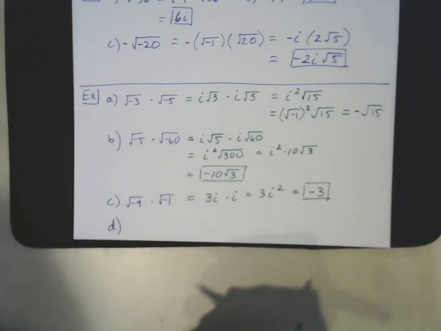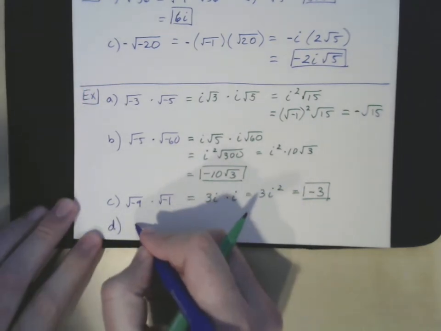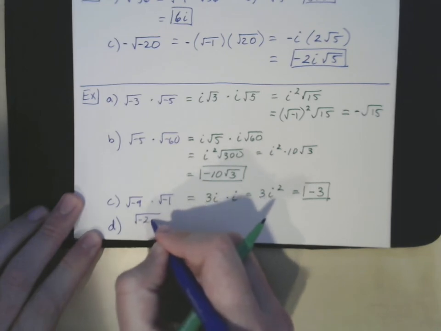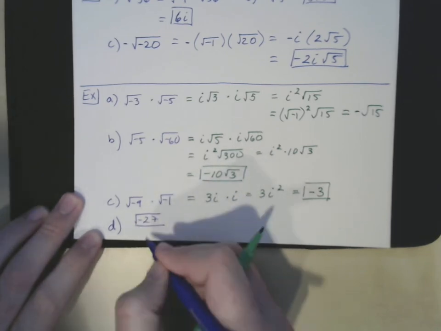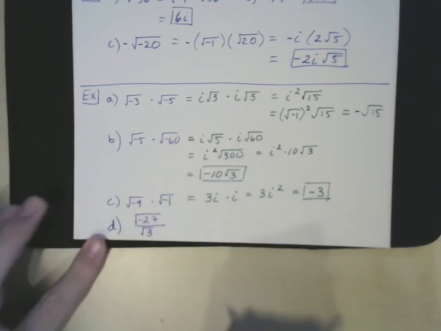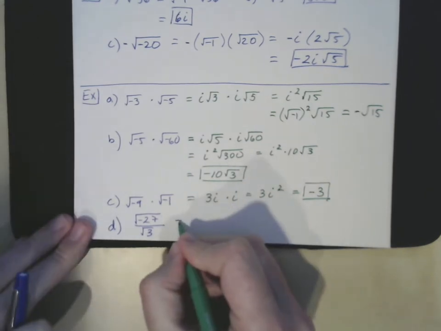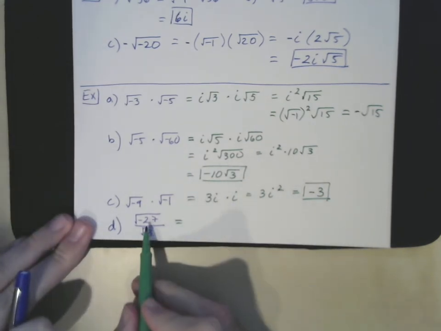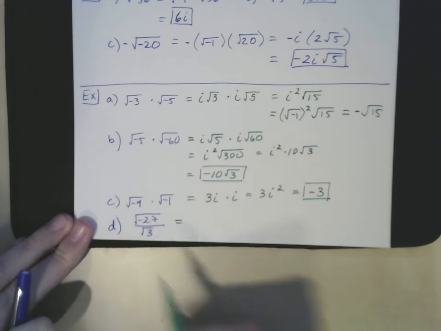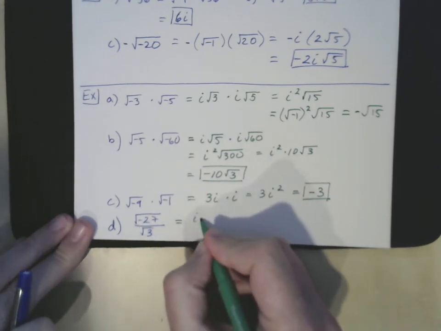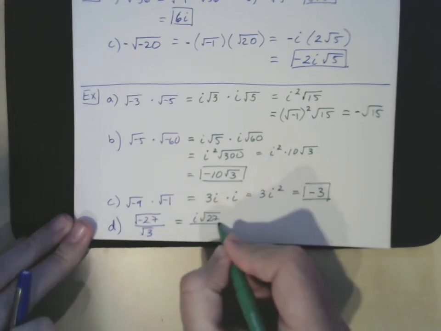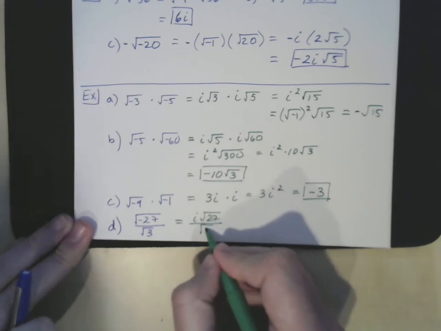And the last little example we're going to do right here is division. So the square root of -27 divided by the square root of 3. Again, just like with the multiplication, you want to make sure you're doing the i's first. So this is i square root of 27 over square root of 3.